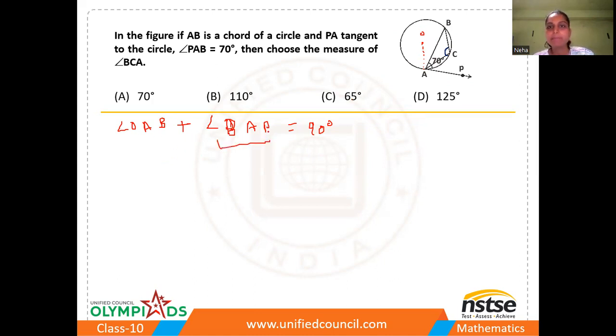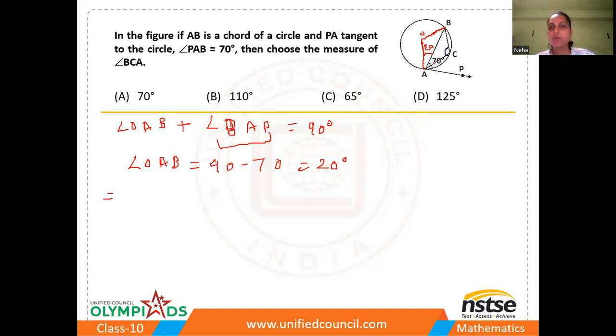Now, BAP is given equal to 70 degree, right? So I can say that angle OAB is 90 minus 70, which is equal to 20. Angle OAB is equal to 20 degree here. Now let's focus on the triangle. Triangle OAB, this triangle which I constructed. Let's focus on this triangle OAB.